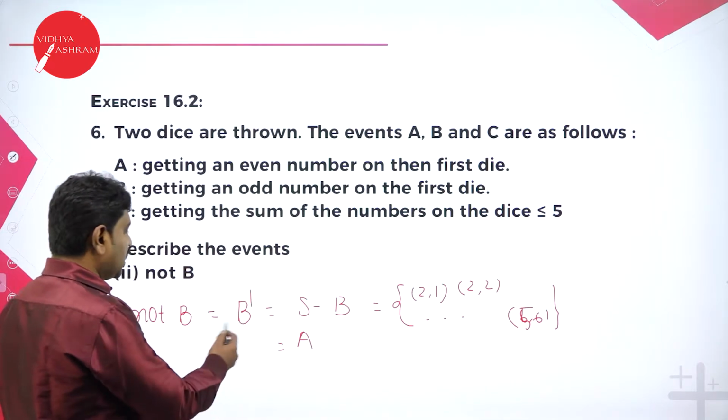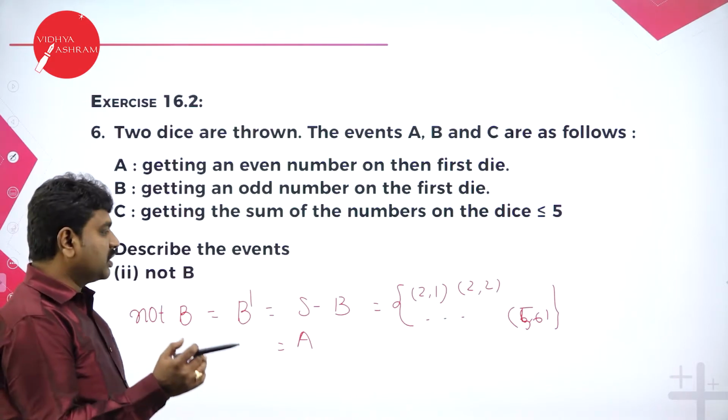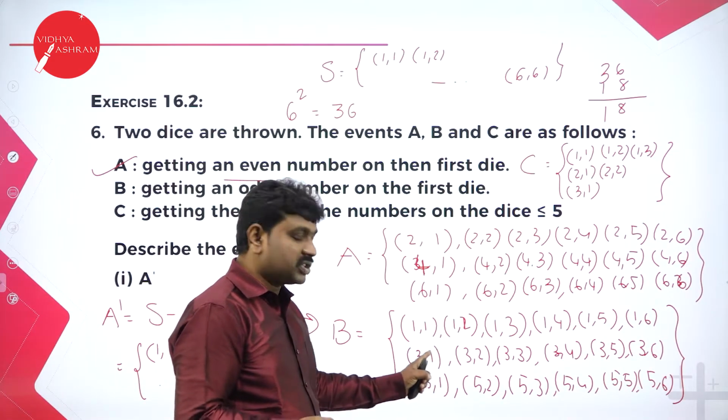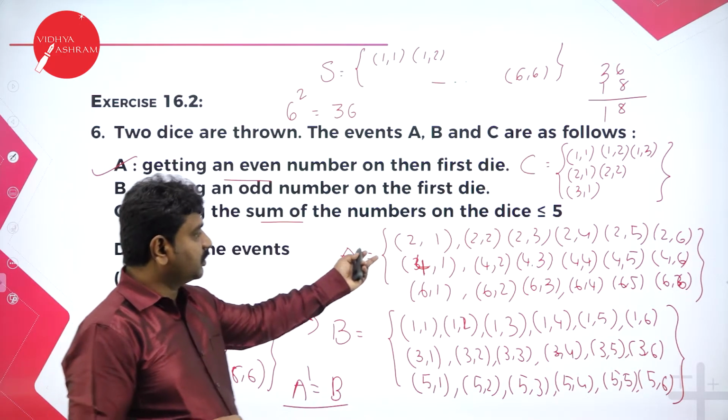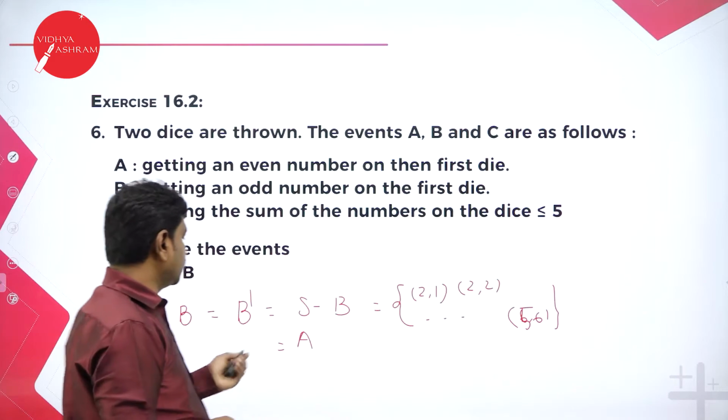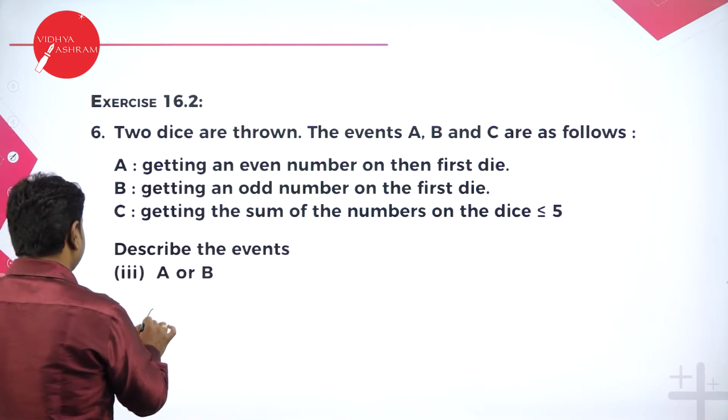B dash is not B. Not B means what? In the sample space, remove the B. B means what? 1, 1, 1, 2. First number starting with odd number. You should remove all those things. Then you'll get first number starting with even number with all the outputs. That's it. Then they want A or B.